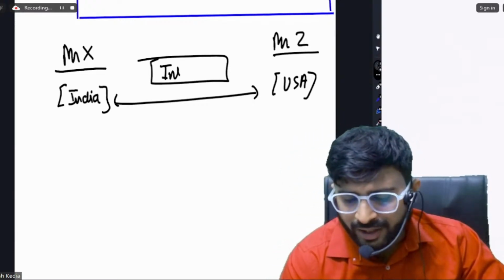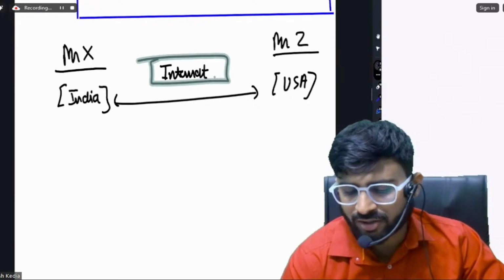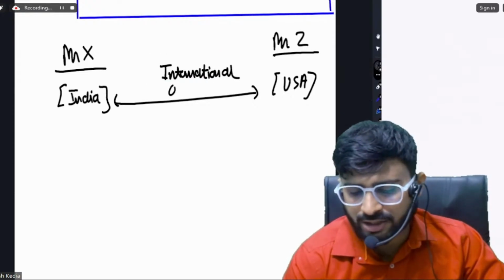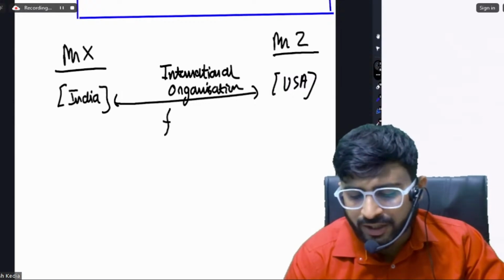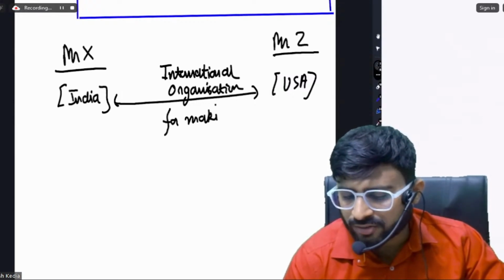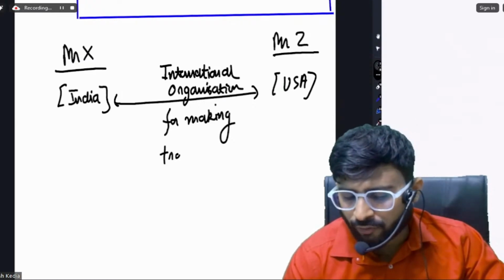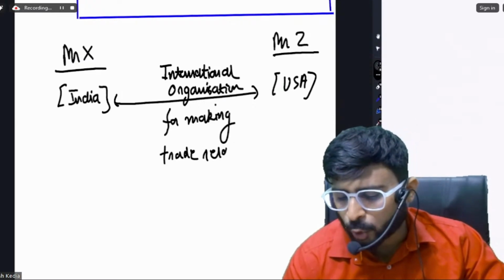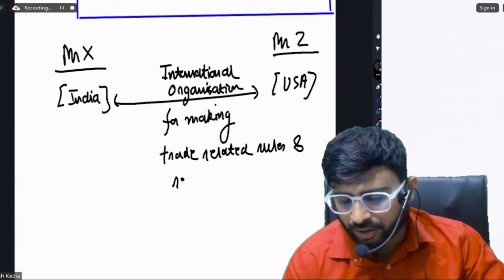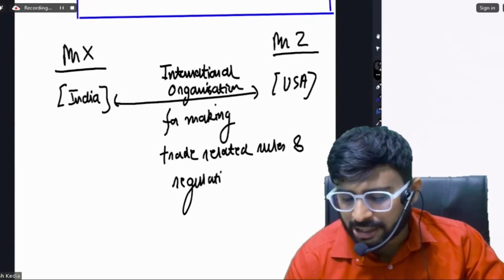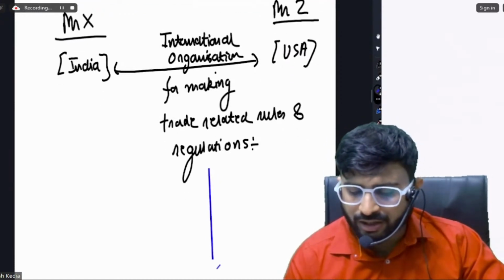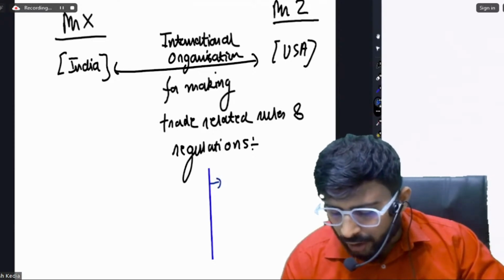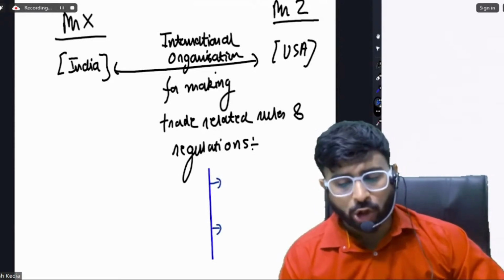In such a scenario, there are some international organizations for making trade-related rules and regulations. Mainly two organizations are there in our syllabus, and we are going to talk about them.